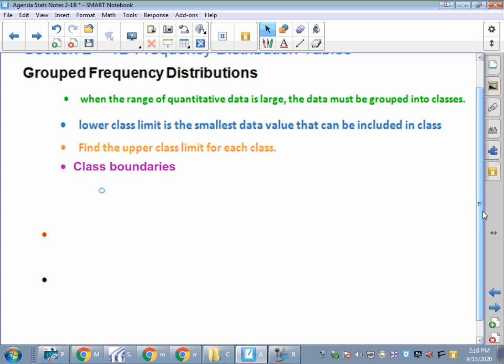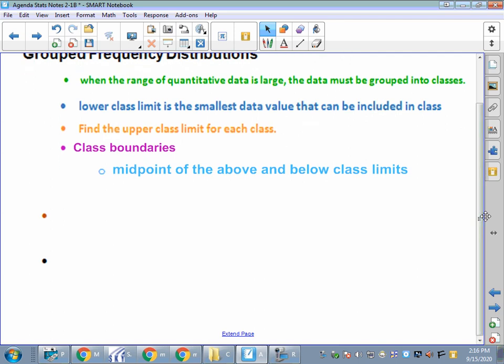We need to talk about class boundaries. If you recall back in chapter 1, I'd say what would be the boundaries if we had 17 degrees Fahrenheit, and it was 16.5 up to, but not including 17.5. So this is your midpoint of the above and the below class limits. It's what rounding would do if we had a number that needed to be rounded. We'll talk about these. It'll make more sense when we put them in there.